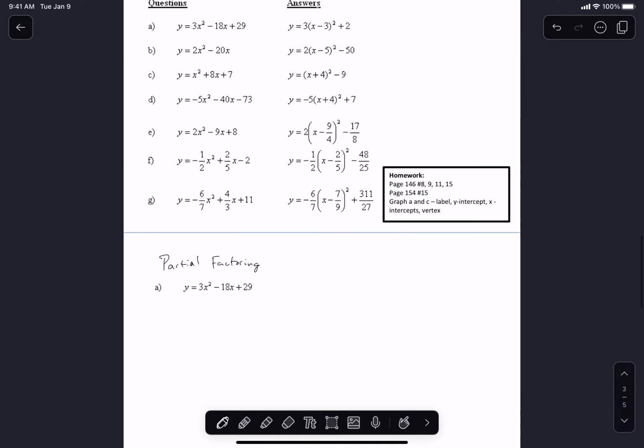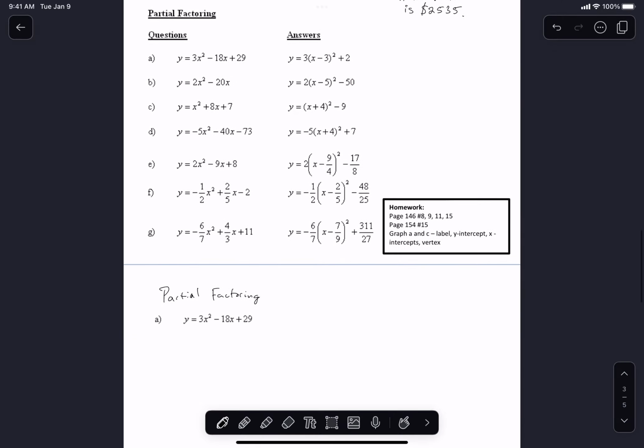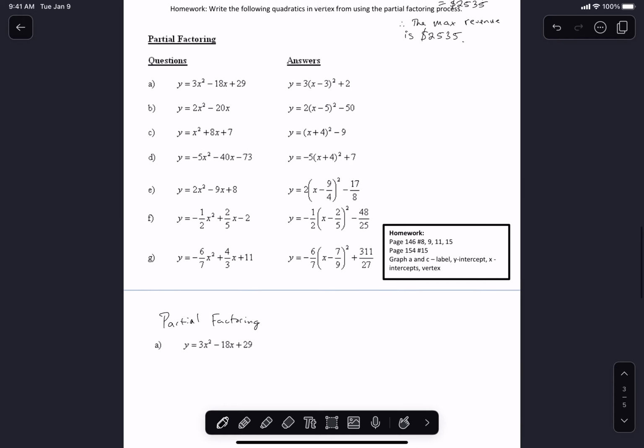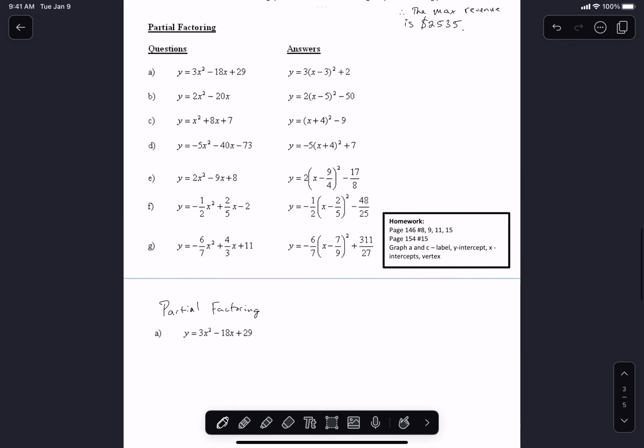These questions will ask us to write it in vertex form. That's what it's asking us to do. So all we need to do is partial factor and identify what the vertex is, and then write it. Once you have the vertex, it's easy to write it into vertex form, right?